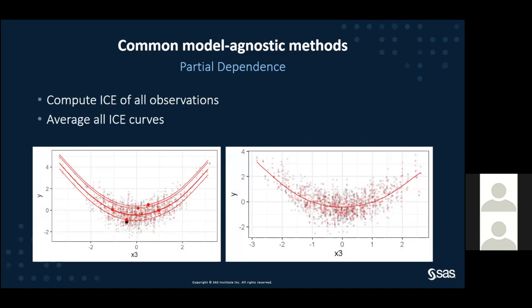So to compute the partial dependence, we just compute the ICE of all observations, and then we average it. On the right here is the average of all the ICE curves for this data set at x3. And that shows us the general trend of the model that changes with the change of x3.